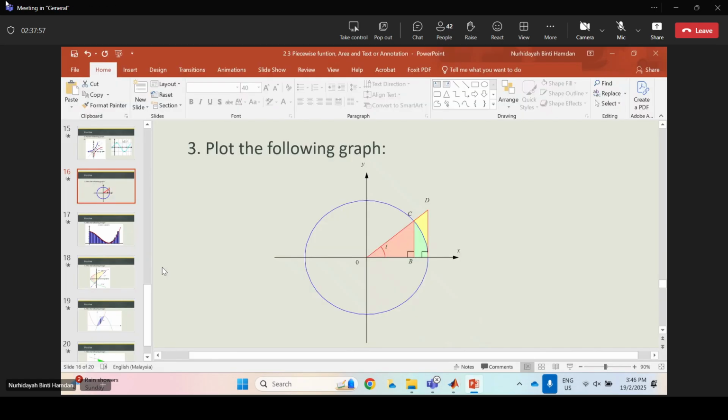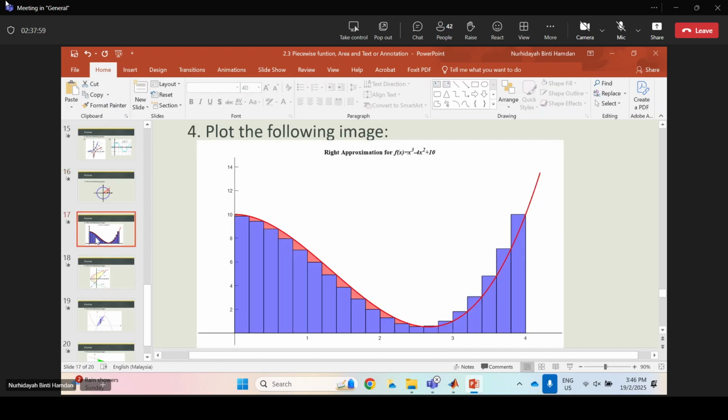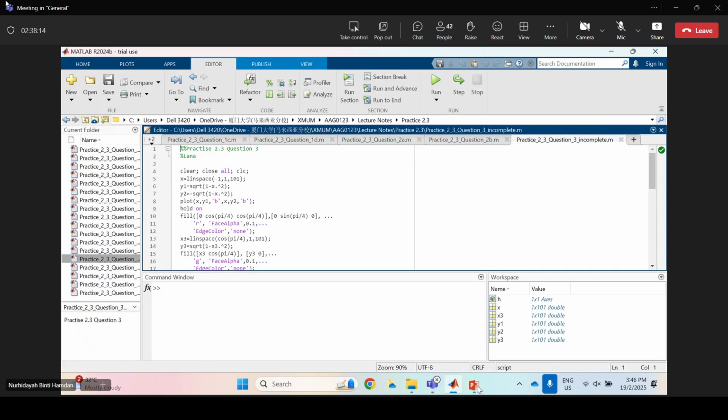Okay, next question is this. This one also will not be asked for your quiz one. I know this one is difficult, right? Maybe for your minor, yes. So you can explore around.